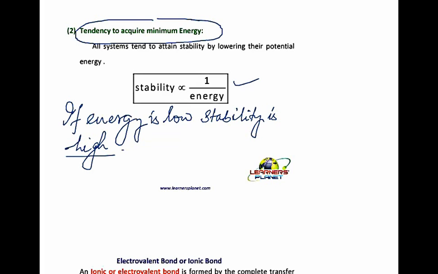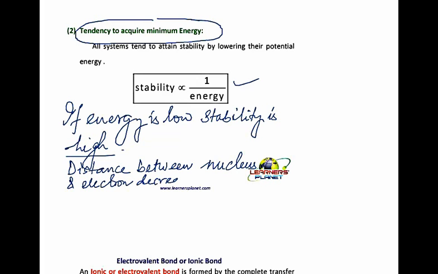So we can say that as the distance between nucleus and electron decreases, force of attraction increases.